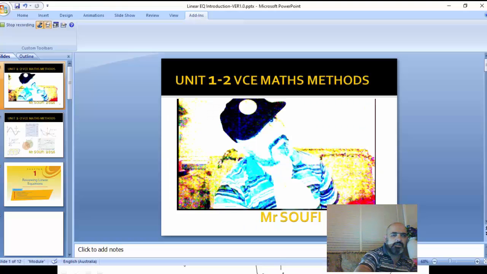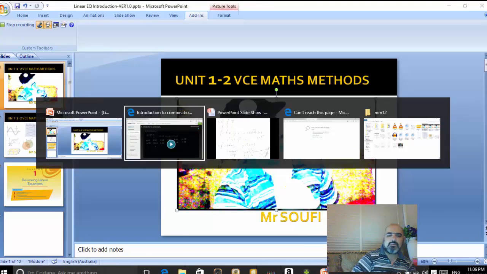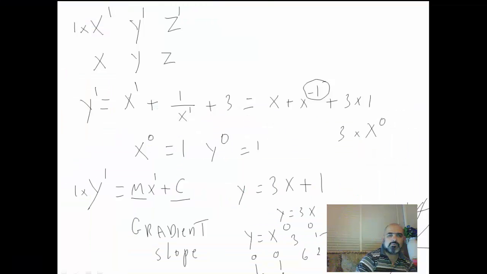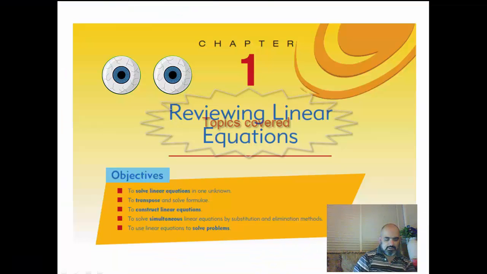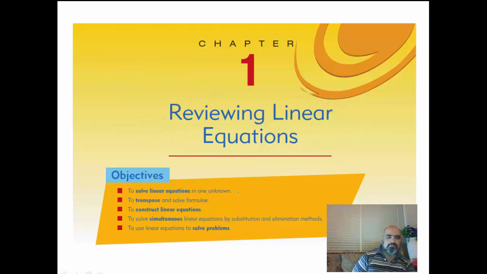Okay, so let's continue. Solve linear equations in one unknown. That's the topic for today. Okay, one unknown means the equation only has x or y, but not both, or any letter, but just that letter. Okay, transpose and so forth.